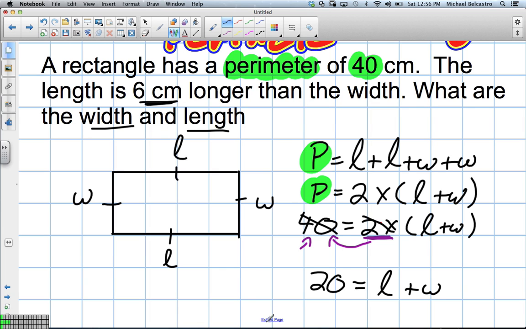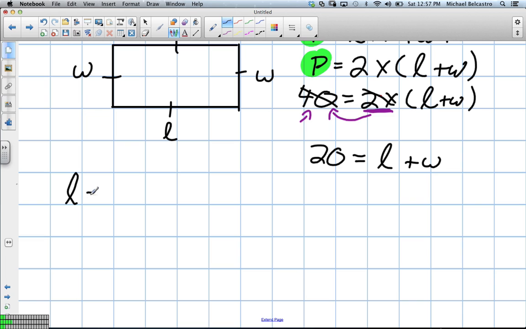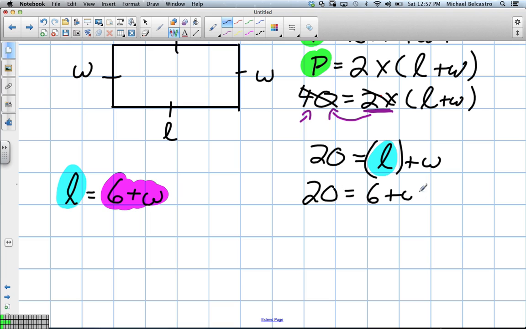So there are 2 ways we can figure this out. We know that the length is equal to 6 plus the width. So here's one way, and we're going to think about it after. We can replace our length with 6 plus W. So this looks confusing with all these letters: 20 equals 6 plus W plus another W. There's a lot of information going on here. What's another way we could do this?